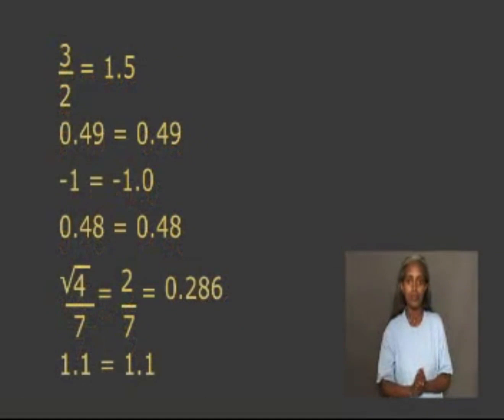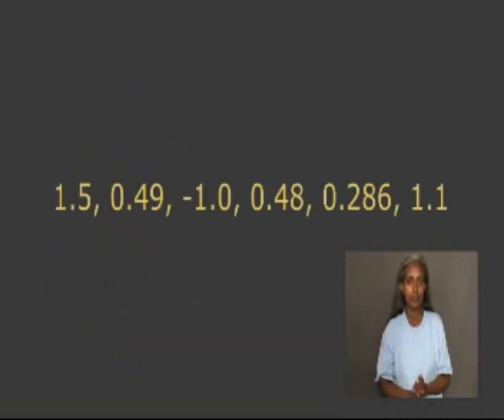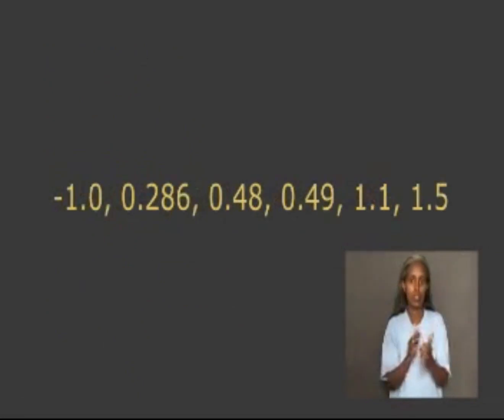Finally, 1.1 is already in decimal form. Now it is much easier to see how to put the numbers in order. When you look back at the original form of the number, you will find that your numbers should be in this order.